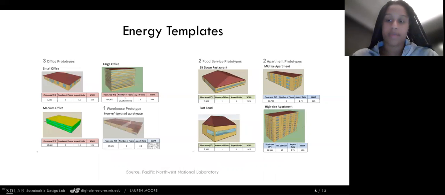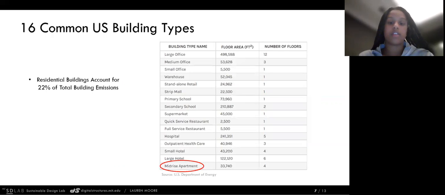Prototypical buildings have been formed to address questions about operational energy in the form of energy templates. We are looking to create similar templates which are able to quantify both embodied and operational energy. In order to do this, we first need information on what buildings are currently in the US building stock. Fortunately, the Department of Energy has developed a list of 16 reference building types that represent approximately 70% of the commercial buildings in the United States.